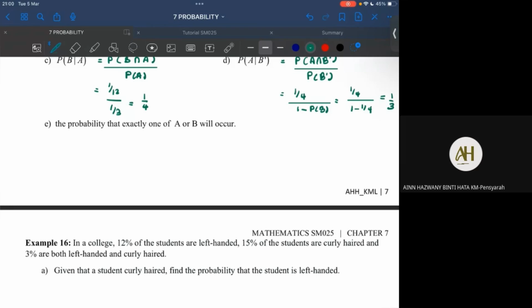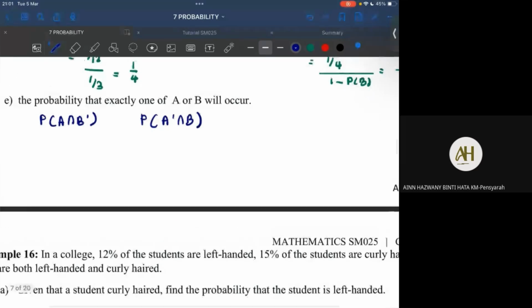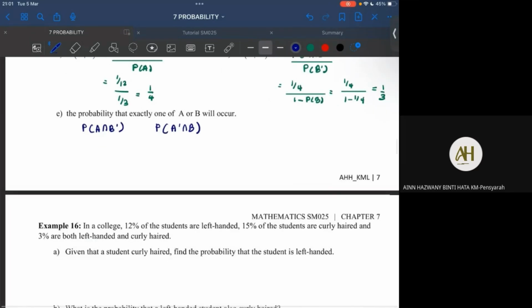Kat sini tricky sikit lah, sebab dia cakap exactly one of A or B. Okay, so mungkin boleh jadi A, mungkin boleh jadi B. Exactly, let's say dia ialah A, so kita kena letak intersect B prime. Boleh jadi B pula, okay, so maksudnya not A. Dua-dua ni boleh jadi. Jadinya, apa yang kita nak letak kalau dua-dua ni mungkin jadi?